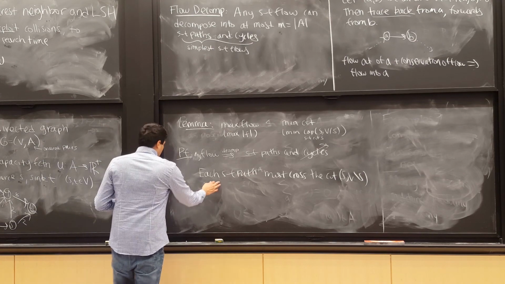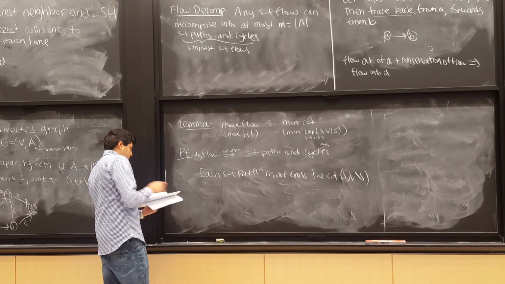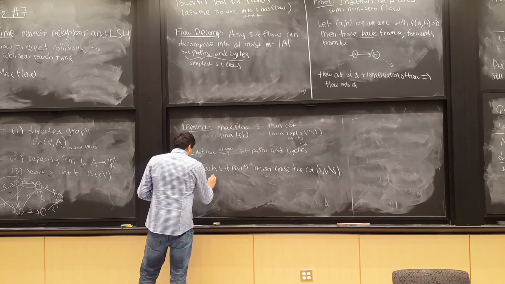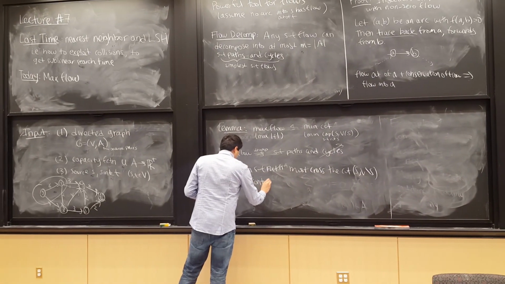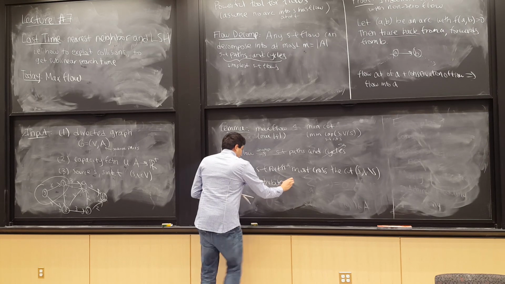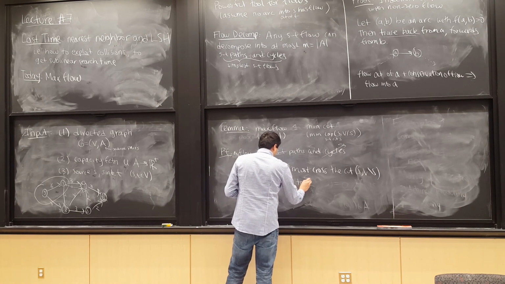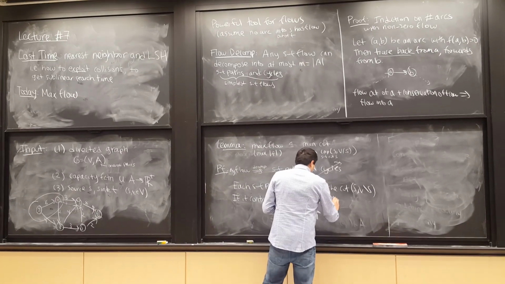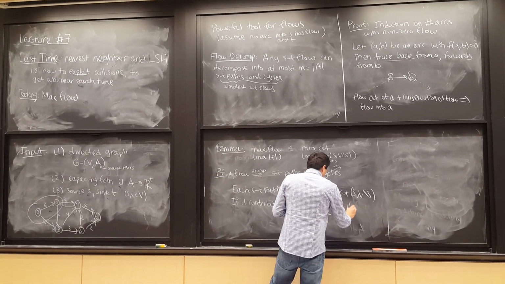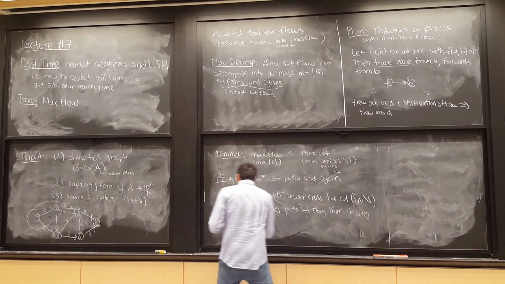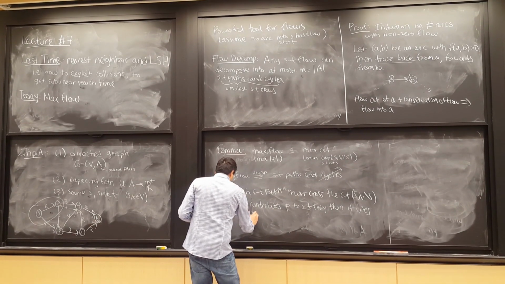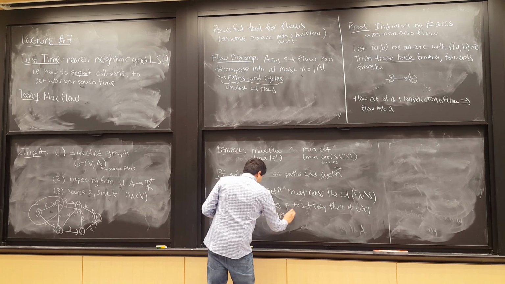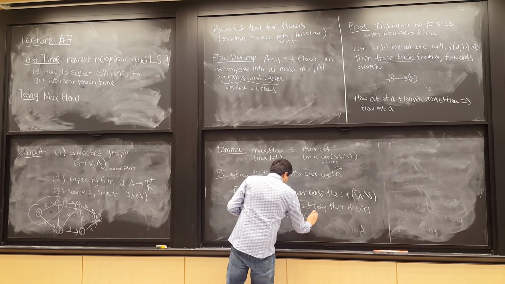But the point is that every ST path that, let's say, contributes a value P to the ST flow, then it actually has to use up P units of capacity across the cut.